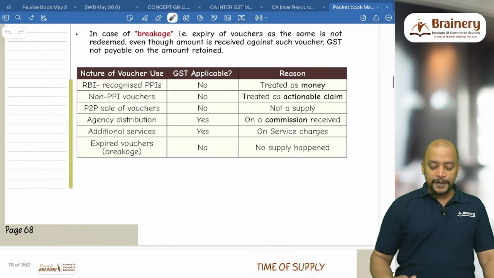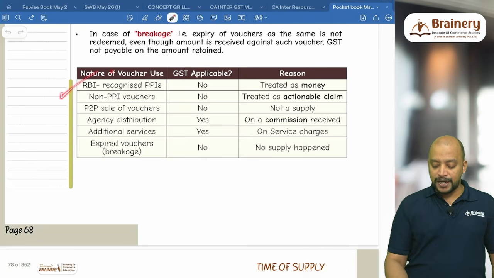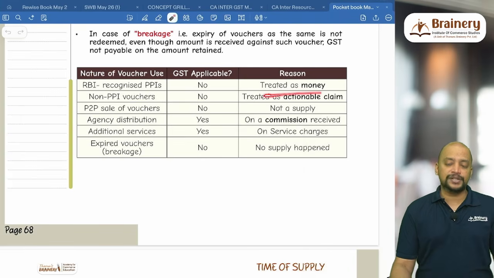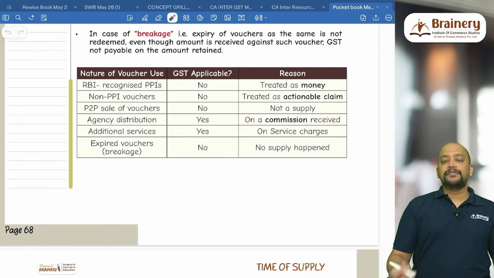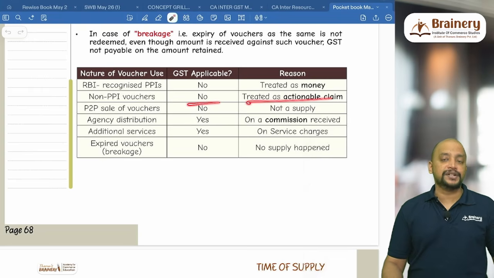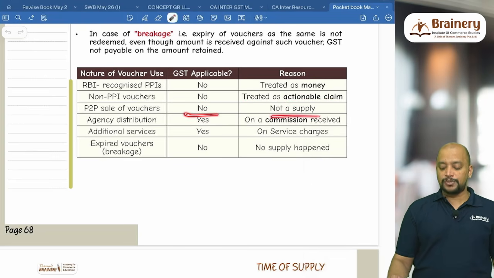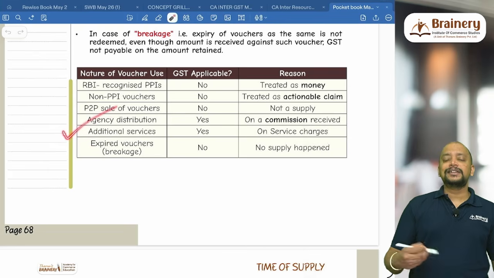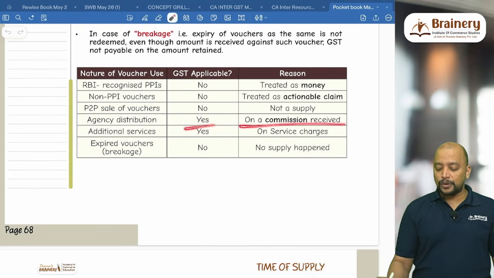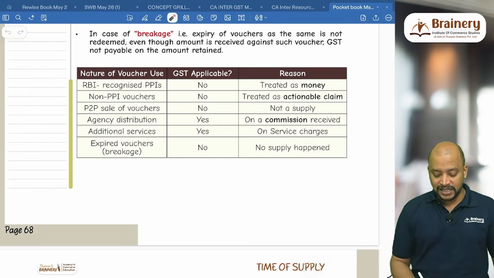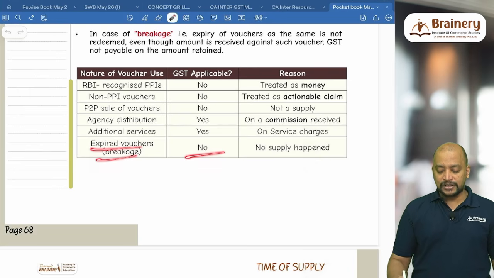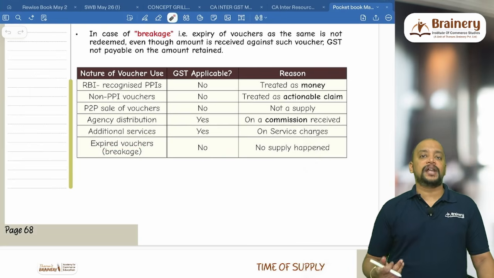So this is the summary. RBI recognized prepaid instruments, GST not applicable because it is treated as money. Non-PPI vouchers also, GST not applicable because it is treated as an actionable claim. Principal to principal sale of vouchers also no GST because it is not a supply. Agency distribution, GST is applicable only on the commission received. Any additional service, GST applicable on the service charges. Expiry of voucher, breakage, GST not applicable because the supply did not happen against this voucher.